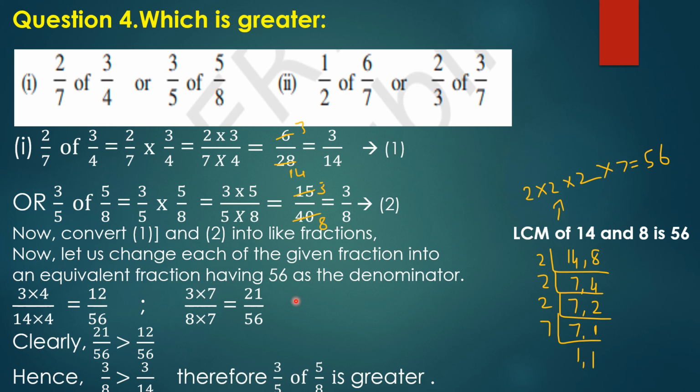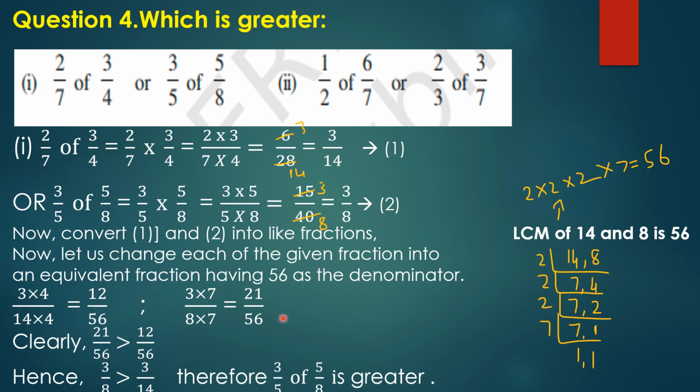56 is the denominator. Write down 3 by 14, and we have to convert the denominator into 56, which means multiply 14 by 4, then multiply the numerator also. Therefore this will become 4 3s are 12, 14 4s are 56. Second one, 3 by 8. Now multiply the denominator by 7 and multiply the numerator also by the same number. Therefore 3 into 7 divided by 8 into 7 equals 21 by 56. So we converted both into equivalent fractions.